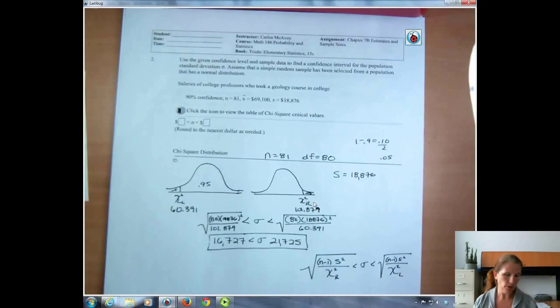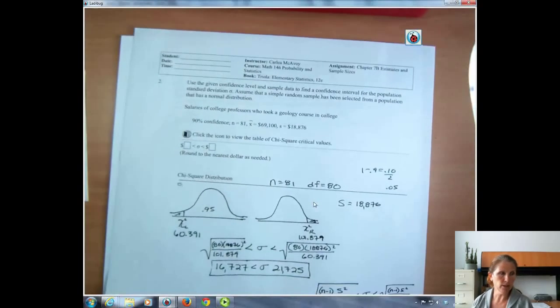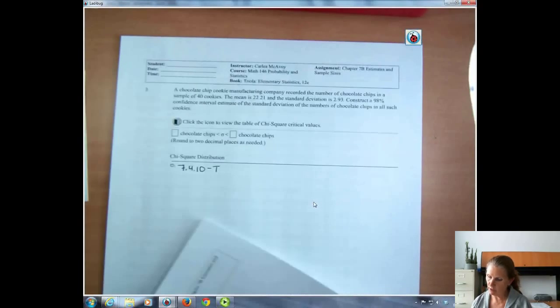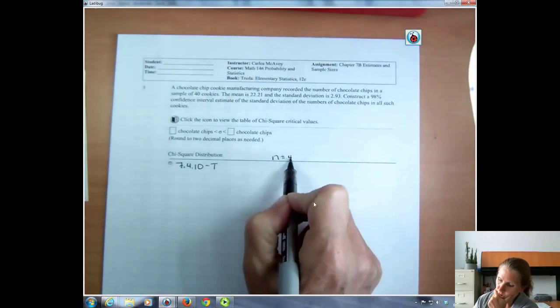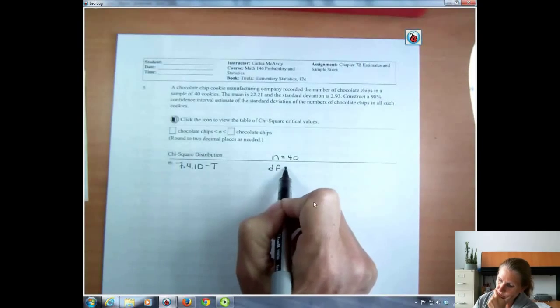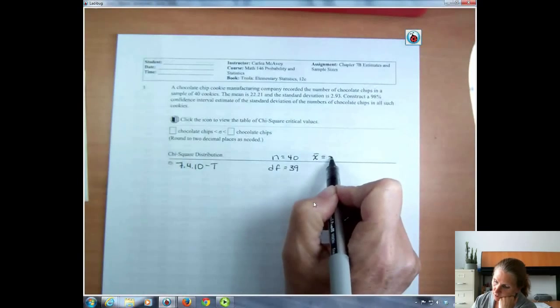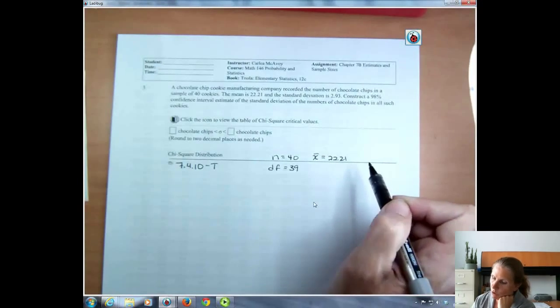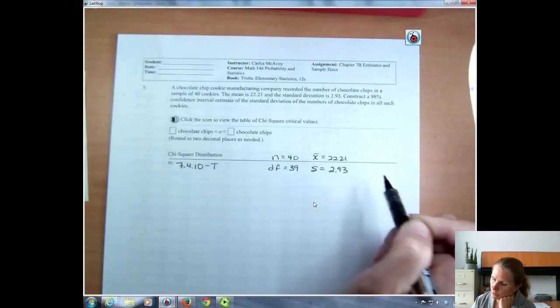Okay, so I already threw away the answers, so maybe I wrote down the answer wrong, I don't know, but I tossed it into the bin. That was 7.4.9. Again, it's not going to be on your test. A chocolate chip cookie manufacturing company recorded the number of chocolate chips in a sample of 40 cookies. That's information I could use. My degrees of freedom is going to be 39. The mean of their sample was 22.21. We're not going to use that in our calculations. The standard deviation is 2.93.